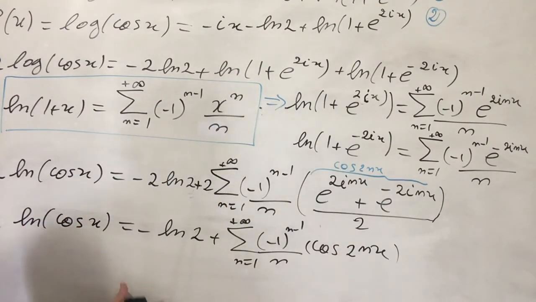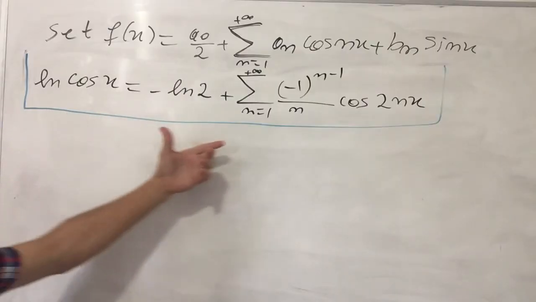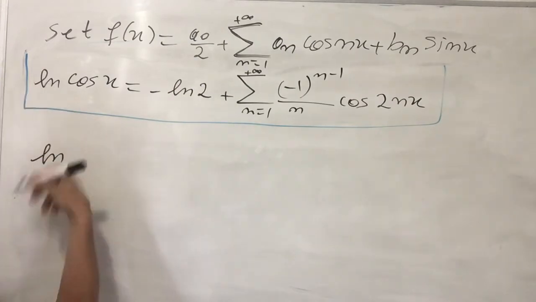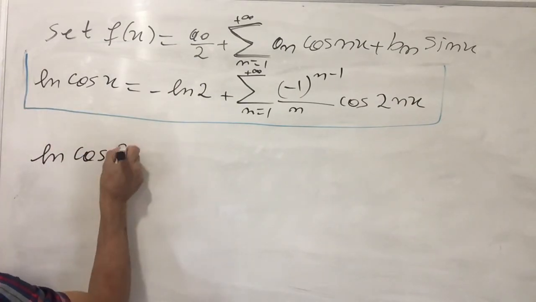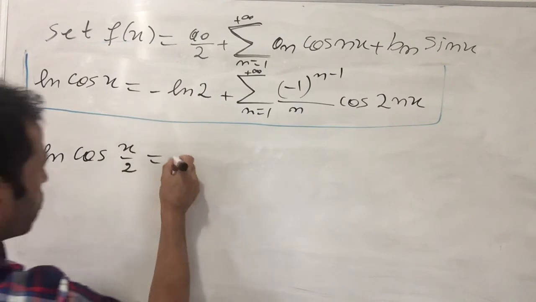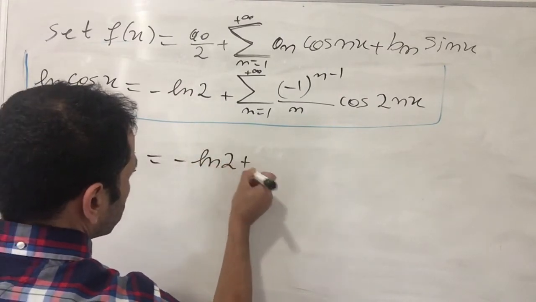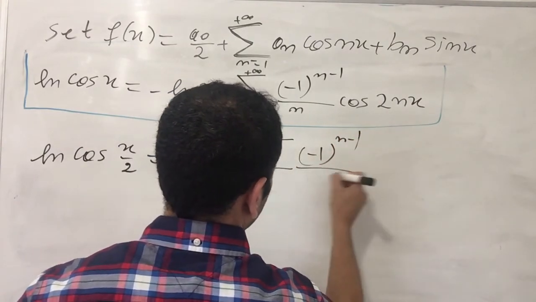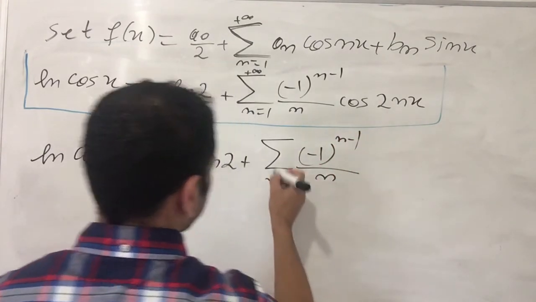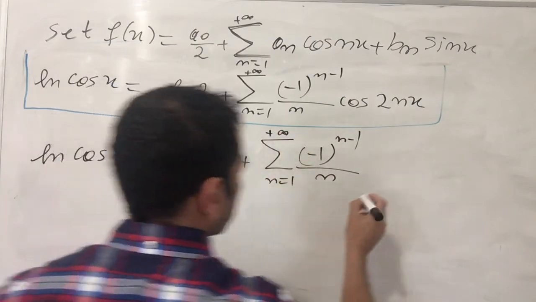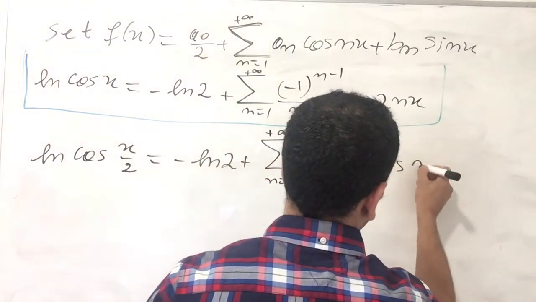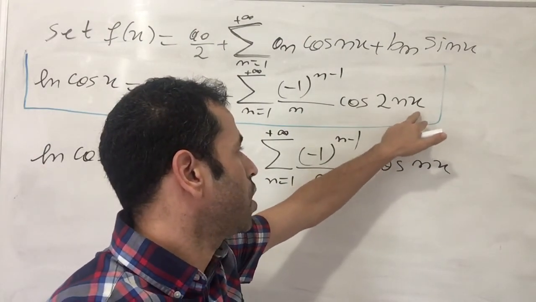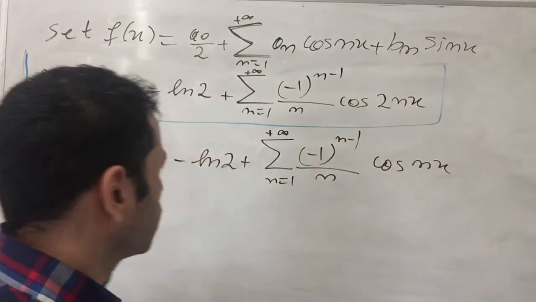So I'm going to put this one at the top, and we end up with this expression. This is written in the form of a Fourier series. I'm going to evaluate natural log of cosine x over 2 as minus natural log of 2 plus the sum of minus 1 to the n minus 1 over n, as n goes from 1 to plus infinity, of cosine of nx, just replacing x by x over 2.